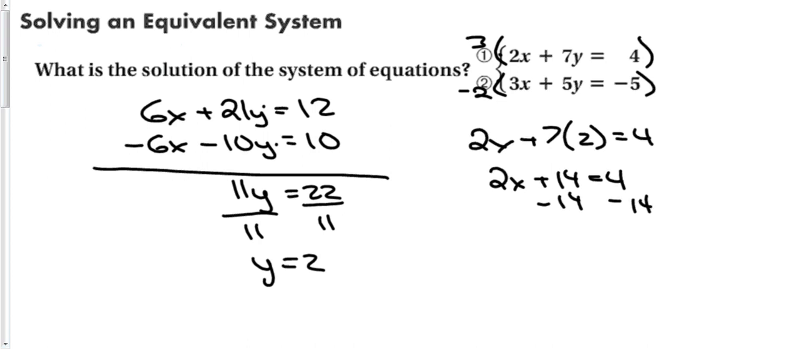Subtract 14 from both sides. We have 2x is equal to negative 10. So x is equal to negative 5. And that is my answer. That is the point where these two lines intersect, negative 5, 2. Okay?